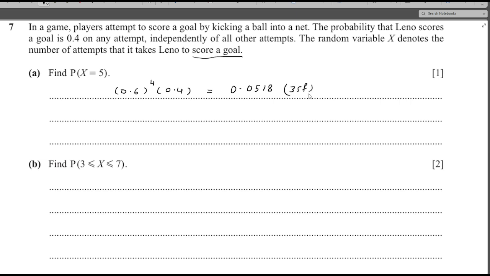Now, if we look at the probability of x equal to, in the first instance, it seems that it could be a problem of binomial distribution. But if you read carefully what x is representing, then you will understand that this is not the binomial distribution, but this is the geometric distribution. Now find the probability of x greater than or equal to 3, less than or equal to 7.